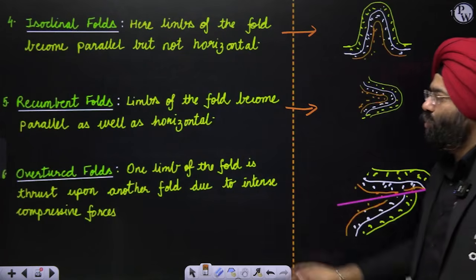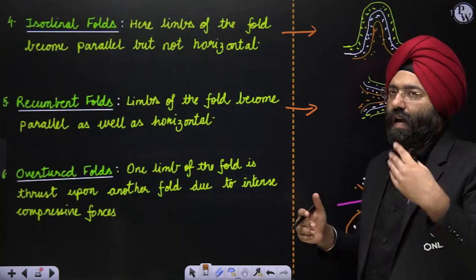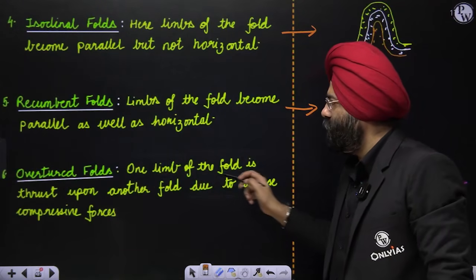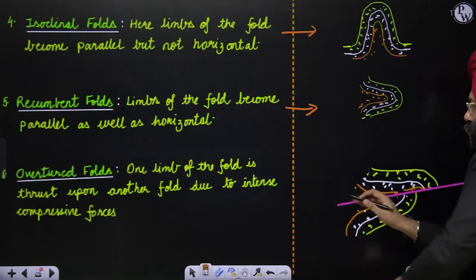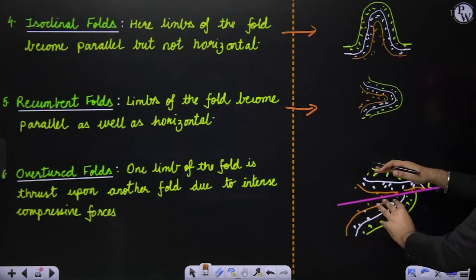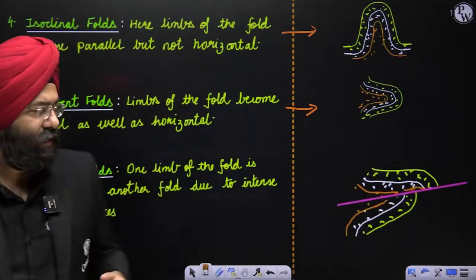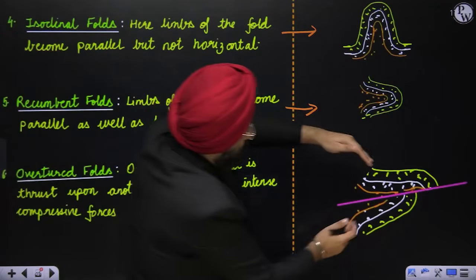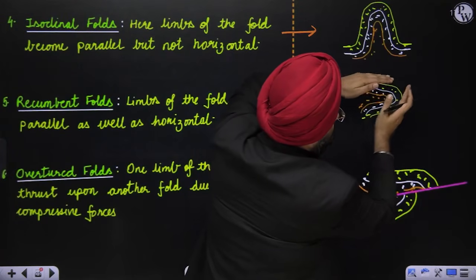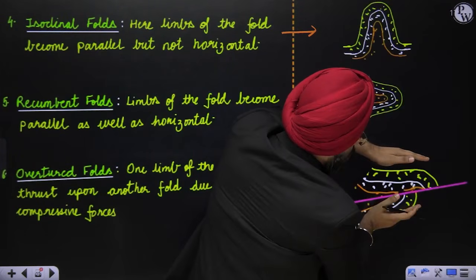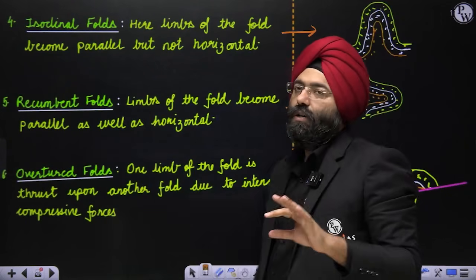Next comes the overturned fold. Because of the compressional forces being exerted, sometimes one limb of the fold is thrust upon the other limb along this plane. Due to the intense compressional forces, this is known as overthrusting or overturn. This was otherwise like this, let us assume. Further pressure is exerted and this part is thrust over the other arm. So, this is known as the overturned fold.